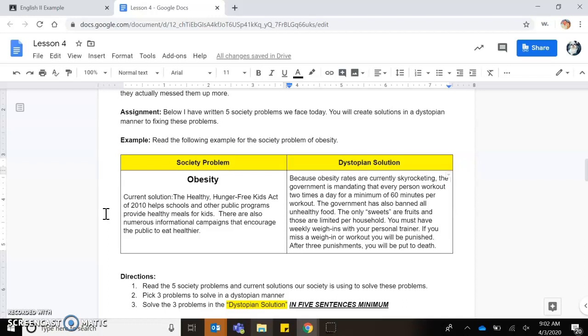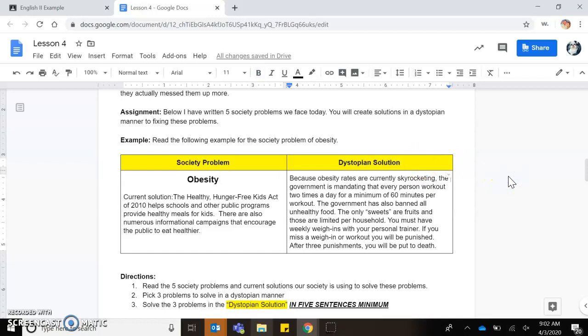It says current solution: the Healthy Hunger Free Kids Act of 2010 helps schools and other public programs provide healthy meals for kids. There are also numerous informational campaigns that encourage the public to eat healthier. So basically, the only solution that America has right now is this act that makes you eat healthy food at school and encourages people in the public to eat healthier. Then you are going to take this idea, this problem, obesity, and come up with a dystopian solution.